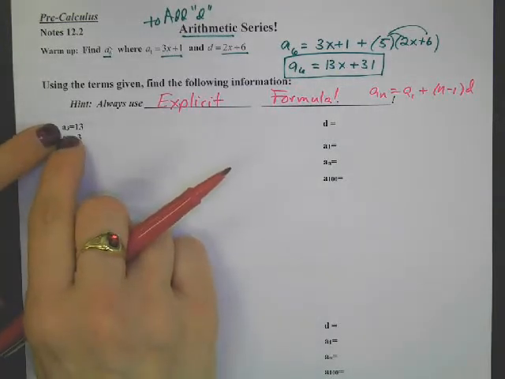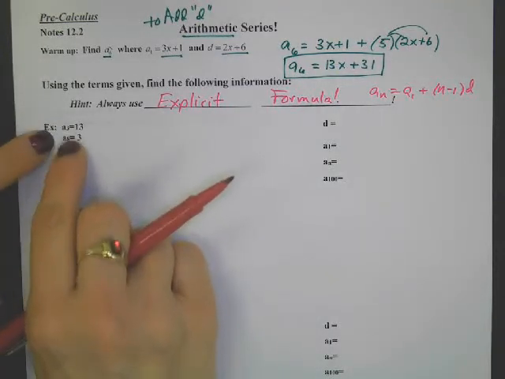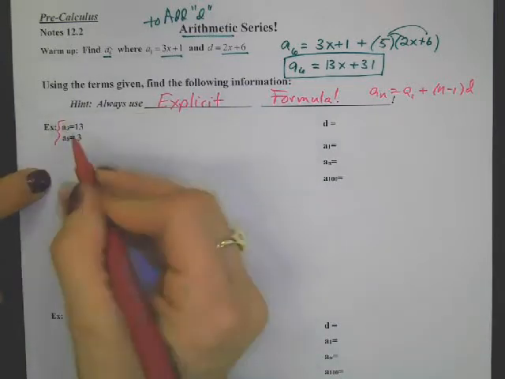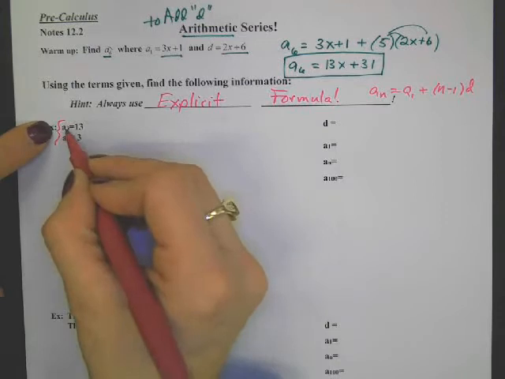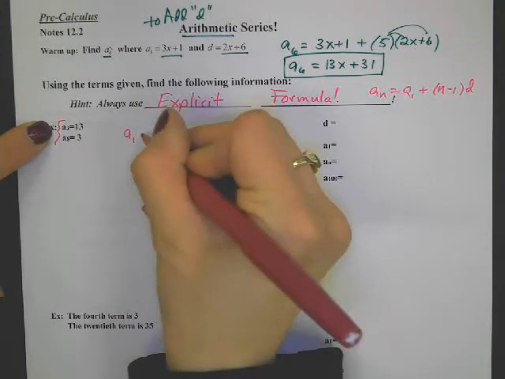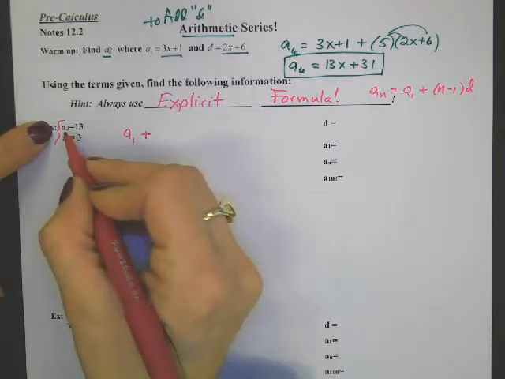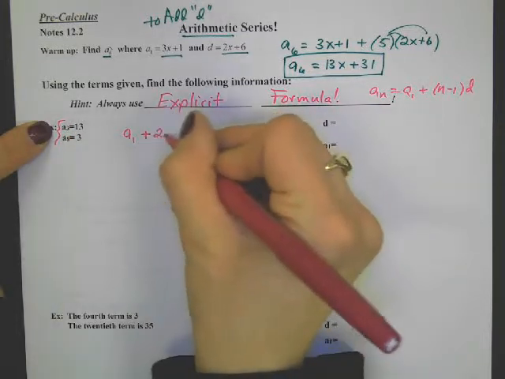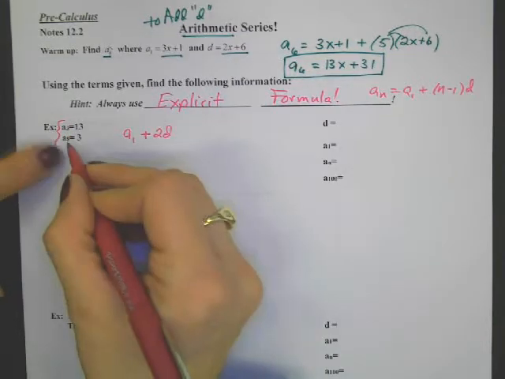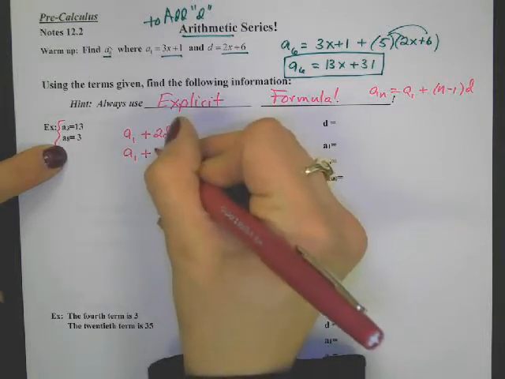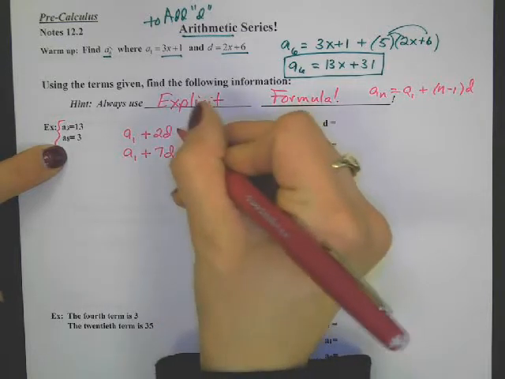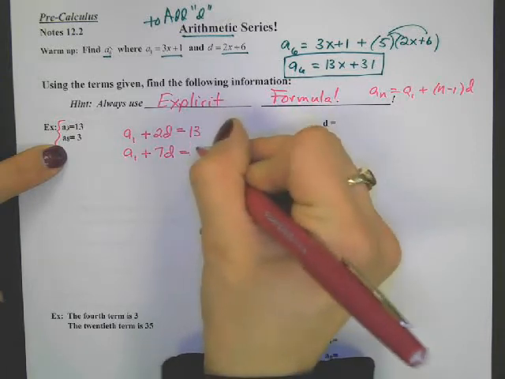A sub 3 and a sub 8. This is kind of like a system. I need to write a formula for a sub 3. A sub 3 is a1 plus how many d's to get to 3? 2 d's. Let's do it again for a sub 8. A sub 8 is a1, but then you would need 7 d's. The answer to this is 13. The answer to this is 3.